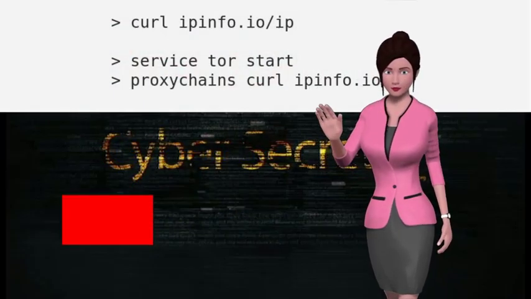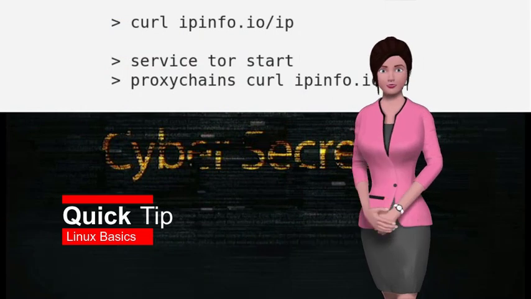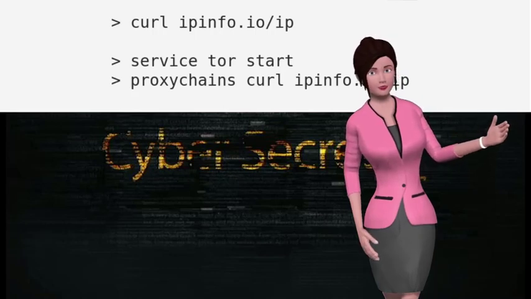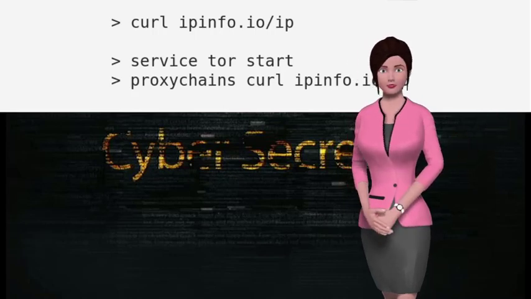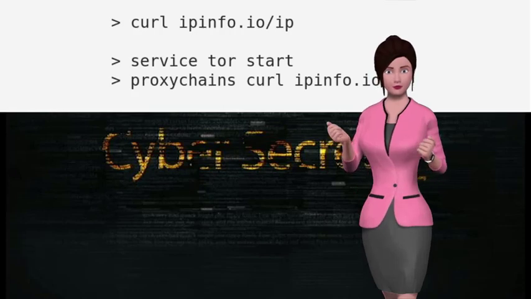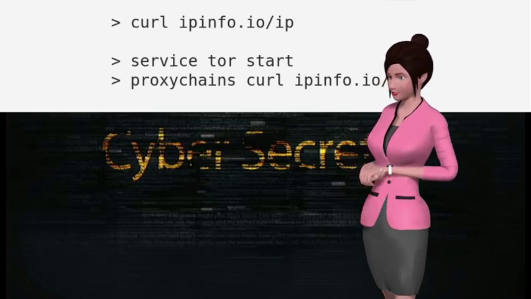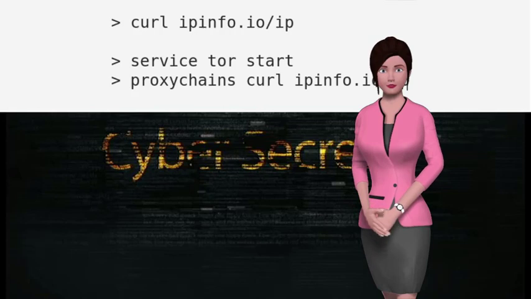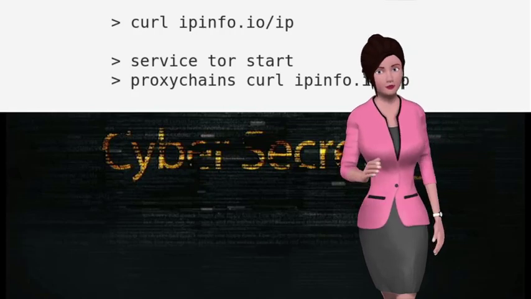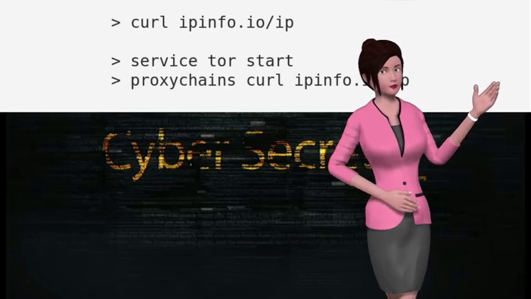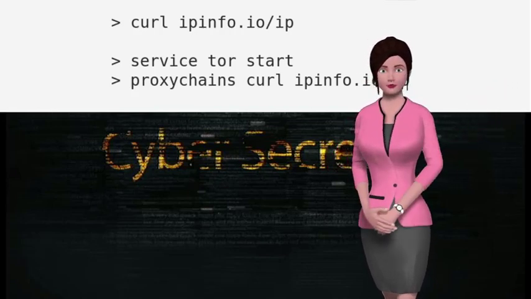Linux quick tip, Cyber Secrets style. If you are using Linux and want a command line option for finding your external IP address, you can use the curl command. For example, curl ipinfo.io/ip. Or if you want to use the Tor network, you can use service tor start, proxychains curl ipinfo.io/ip. In both examples, you should see the IP address that a remote system will see when you connect to it. This is very easy to use in scripts or for a quick validation of your internet presence or to validate that your proxy or VPN is working properly. Enjoy.